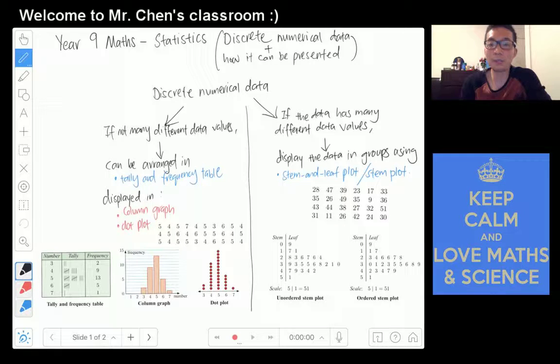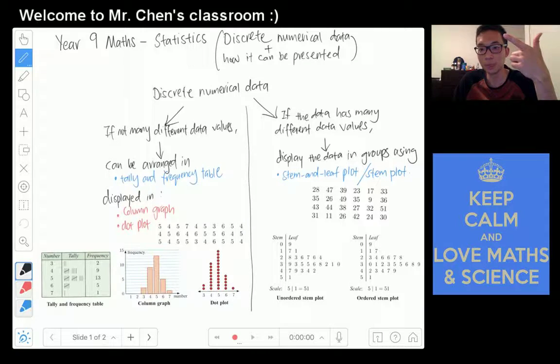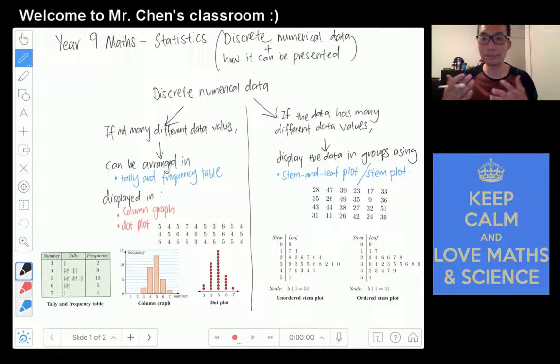From last video, we talked about how in statistics there are two major types of data: categorical and numerical. Categorical is something that you can categorize, for example, type of occupation. So you have doctors, nurses, etc. Those can be categorized. And as for numerical data, it has to involve numbers.